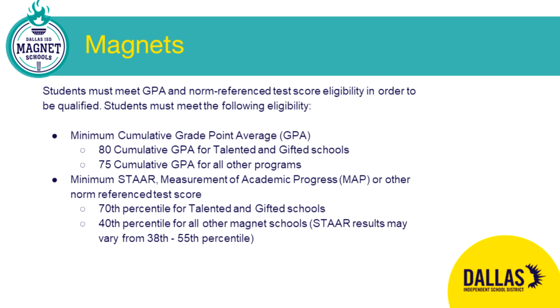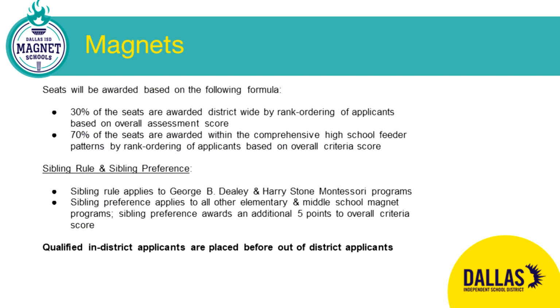Students will be awarded based on the following formula. 30% of the seats are awarded district-wide, ranking by order of applicants based on overall assessments. 70% of the seats are awarded within the comprehensive high school feeder patterns by ranking order of applicants based on the overall criteria score. We also have a sibling rule and a sibling preference.